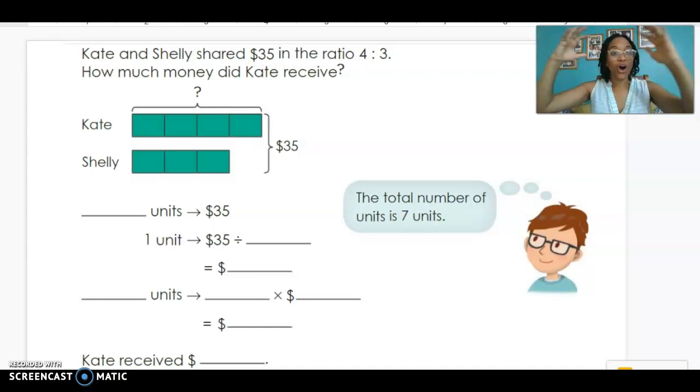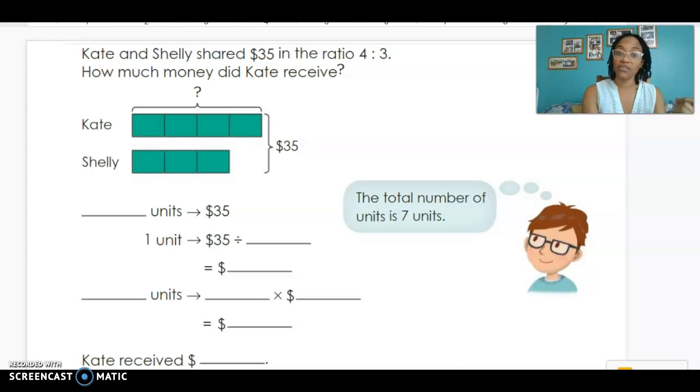If 7 units all together gives us $35 all together, we can find the cost of 1 unit. So if 7 units is $35, then 1 unit is the same as 35 divided into 7 equal groups, or 5. So now, since we know each green square is equivalent to $5, we can find out how much money Kate has. Well, Kate has 4 green squares, 4 units. 4 units times $5 is going to give us $20. So Kate received $20. This problem, which at first seems so complex, becomes a lot easier when we draw a picture and remember what we know about ratios.